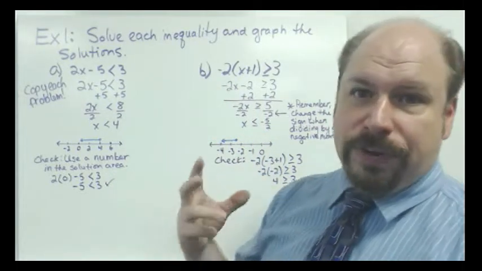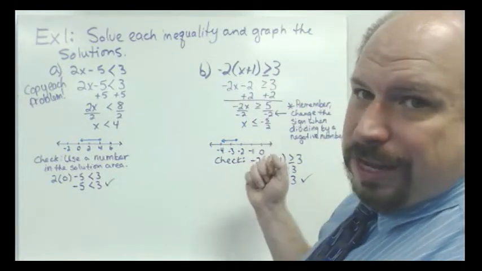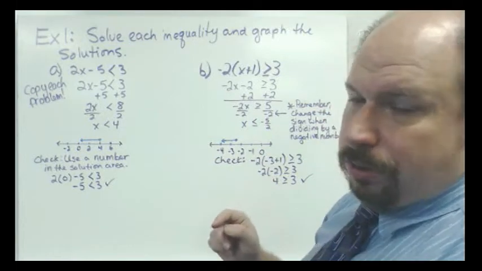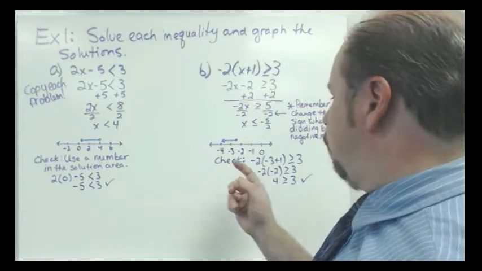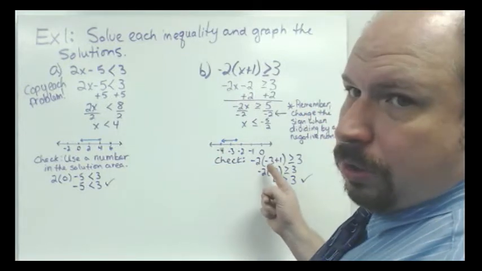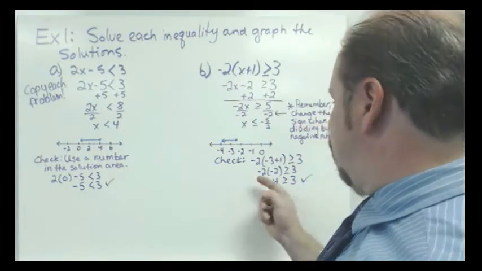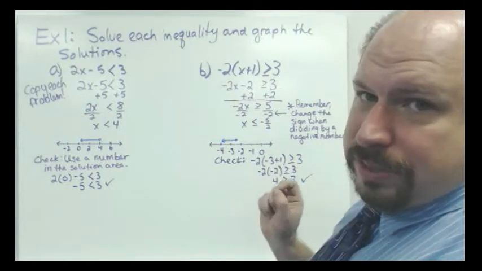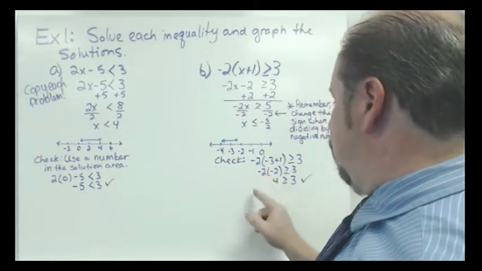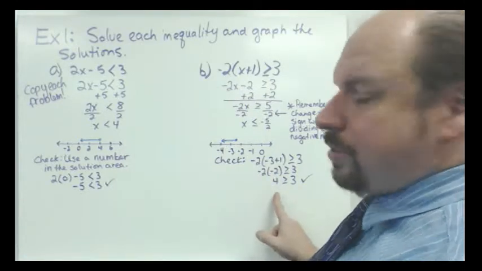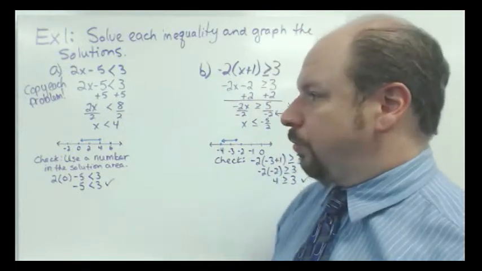Okay, so let's find a number to use to check in our solution. Now this time, 0 is not in our solution set, so we can't really use 0. So let's try, well, negative 3 is a number we can use. So negative 2 times the quantity negative 3 plus 1 is greater than or equal to 3. So let's see if that works. Well, if we simplify inside the parentheses, negative 3 plus 1 is negative 2. Negative 2 times negative 2 is positive 4, and 4 is greater than 3, so our solution does work for the problem.